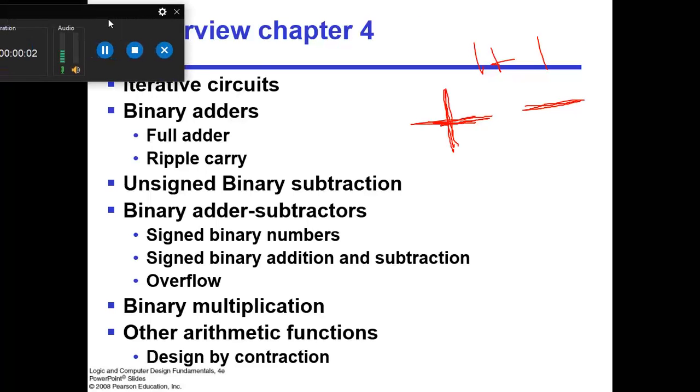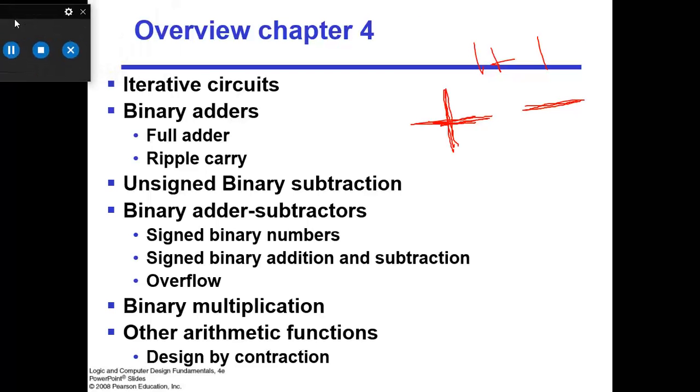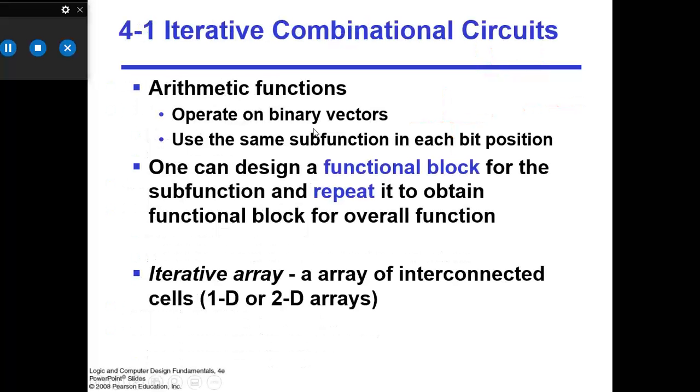Assalamu alaikum. Today we'll be learning about the remaining things in chapter number 4, which is combinational electronics, and the focus of today's part is going to be arithmetics. We'll see binary adders, full adders, ripple adders, unsigned binary subtractions, binary adder subtractors, overflow detections, and some different techniques of multiplication and design by contraction. Let's start.